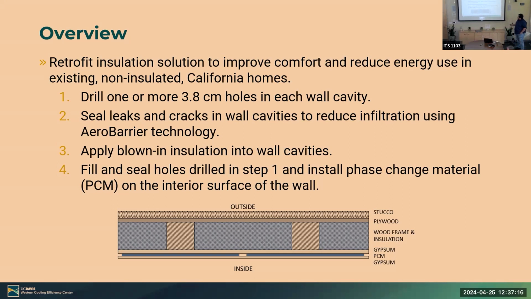This is the layout of what it would be on a top-down view. So you have stucco, plywood, your wood frame with insulation, gypsum, PCM, which is a thin layer, then another layer of gypsum.